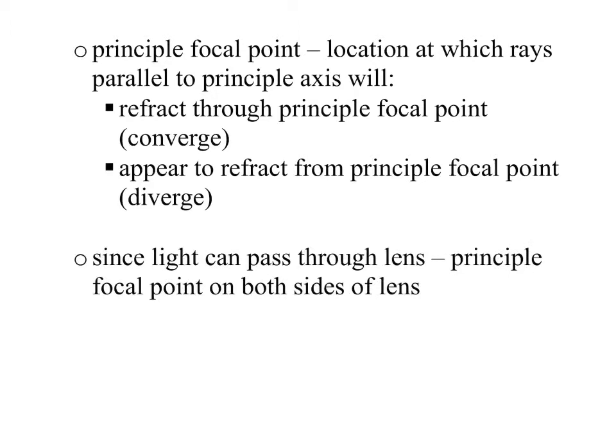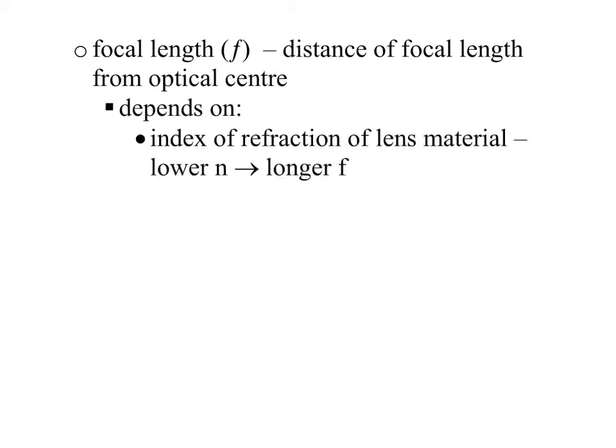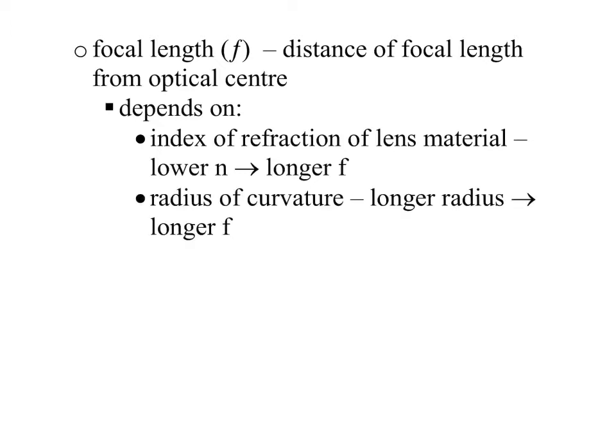Okay? And then, of course, since the light can pass through the lens, the focal point is on both sides of the lens. So that focal length has not changed. There's the distance of the focal length from the optical center. Okay, but here you can have multiple focal lengths. That depends on the index of refraction of the lens material. So if you have a lower n, you have a longer f, and it does still depend on the radius of curvature. So of course, longer radius, longer f, but it's no longer as simple as being halfway between the center of curvature and the lens, as it was with mirrors.